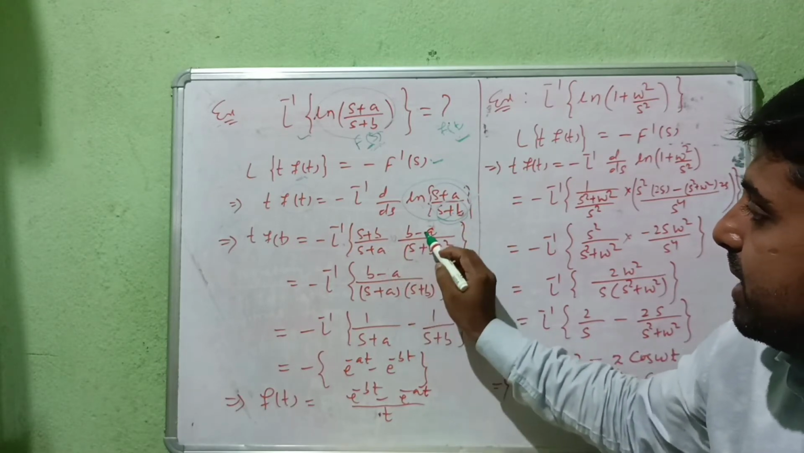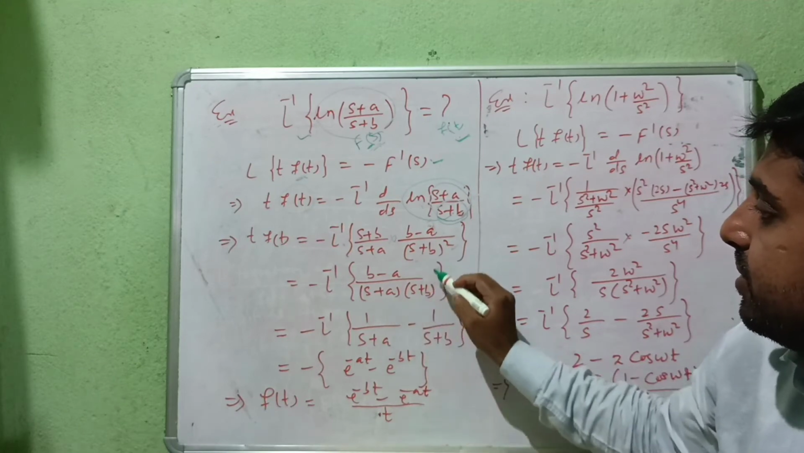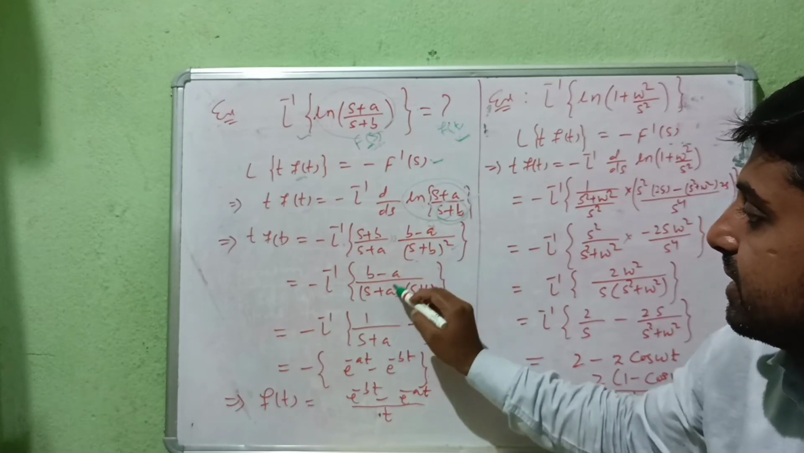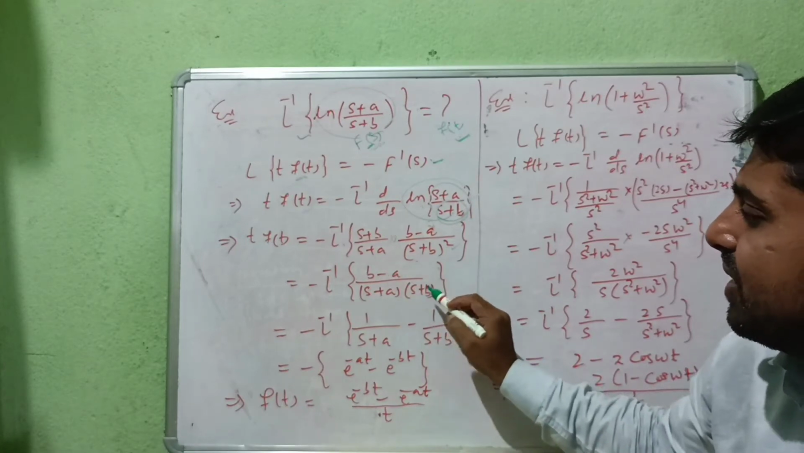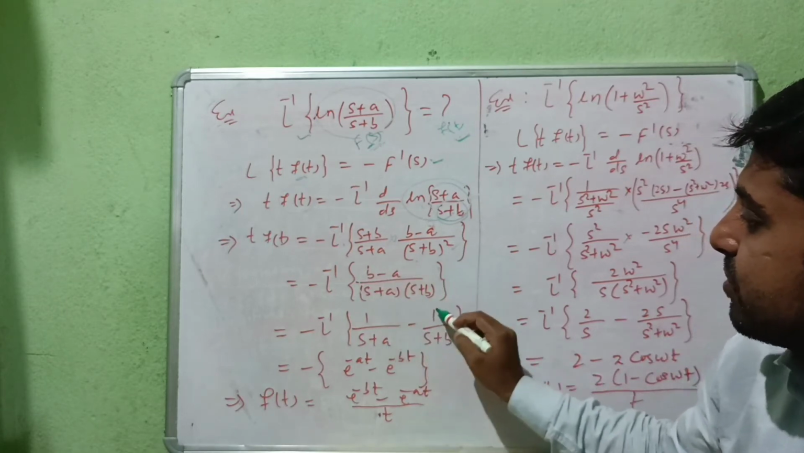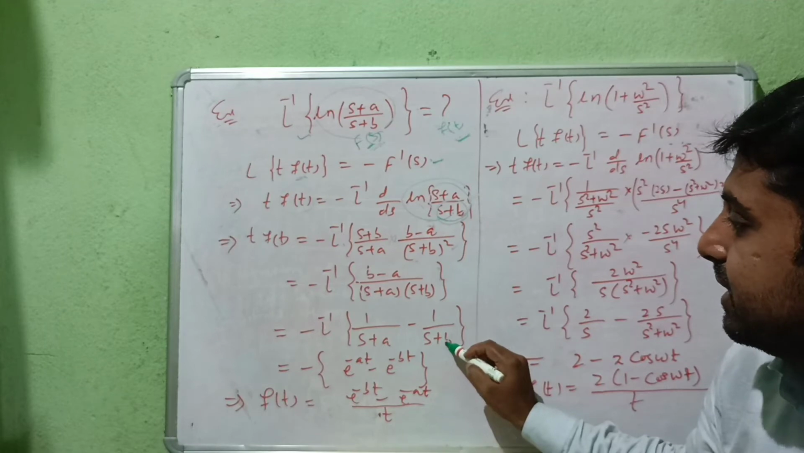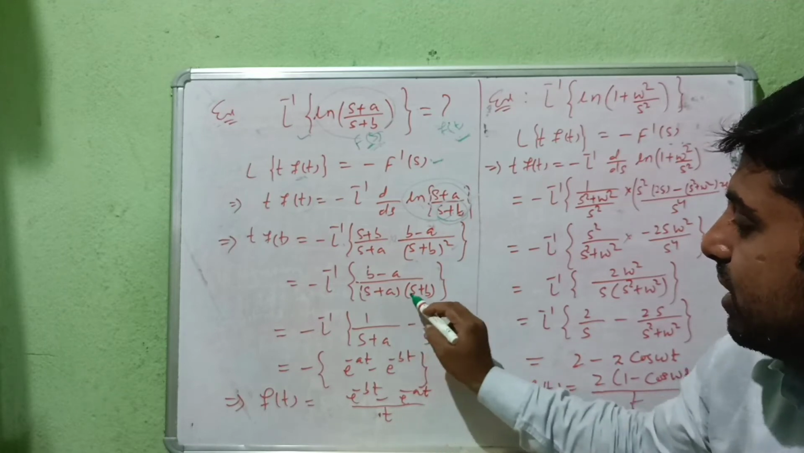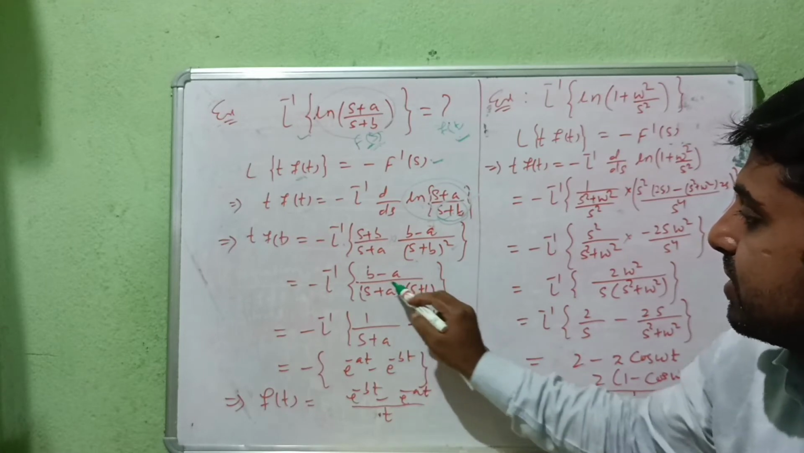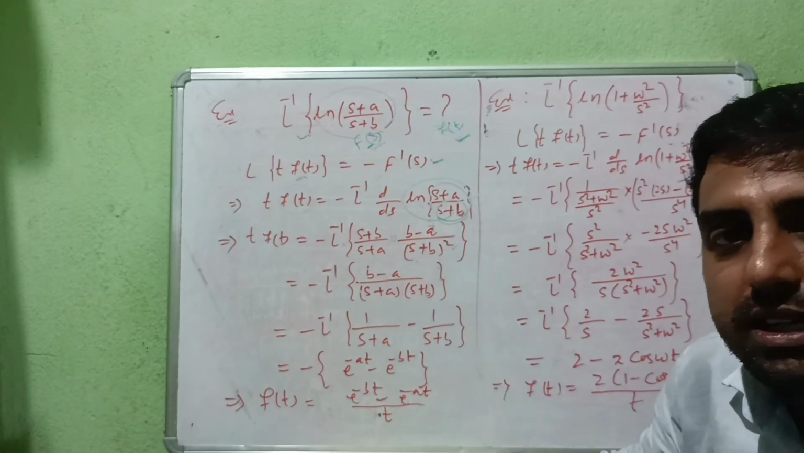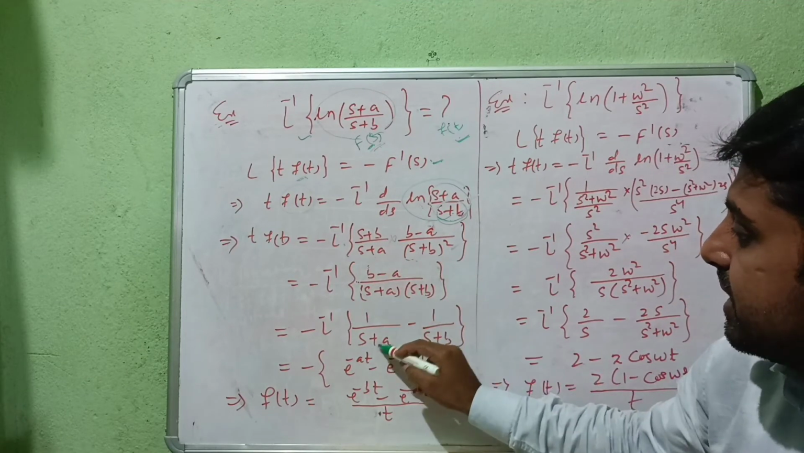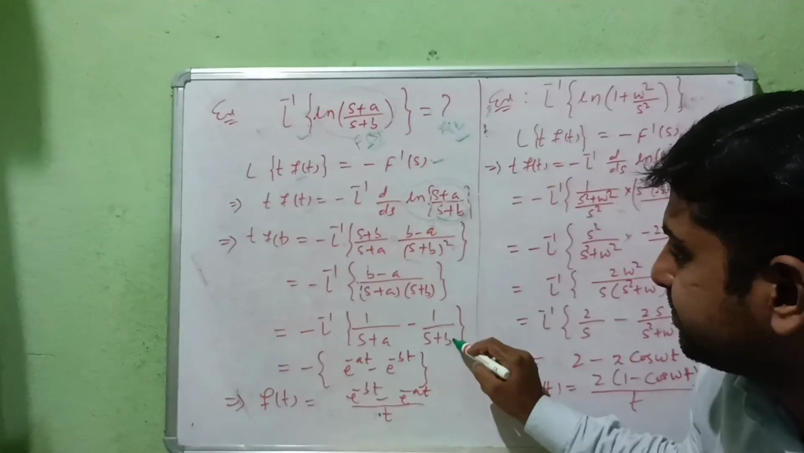So it is (b minus a) divided by (s plus a) into (s plus b), right? Now this term can be written as 1 by (s plus a) minus 1 by (s plus b), is it not? If you subtract it, the LCM is (s plus a) into (s plus b), and the numerator will be (s plus b) minus (s plus a). So s cancels, and b minus a will be there. Therefore we can write this term as 1 by (s plus a) minus 1 by (s plus b).